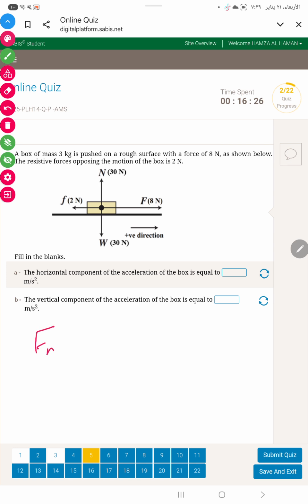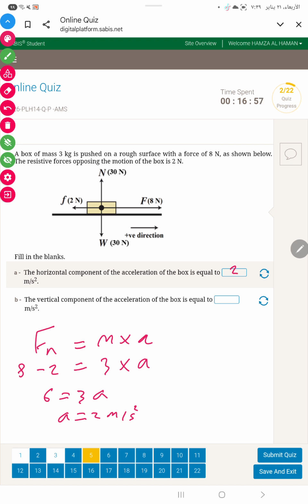F net is equal to mass times acceleration. Box mass 3, so 3 here. Acceleration we don't know. The resultant force acting on the box is 8 to the right, 2 to the left, so 8 minus 2, 6 equals 3a. a is equal to 2 meter per second squared. So here, horizontal component is 2.